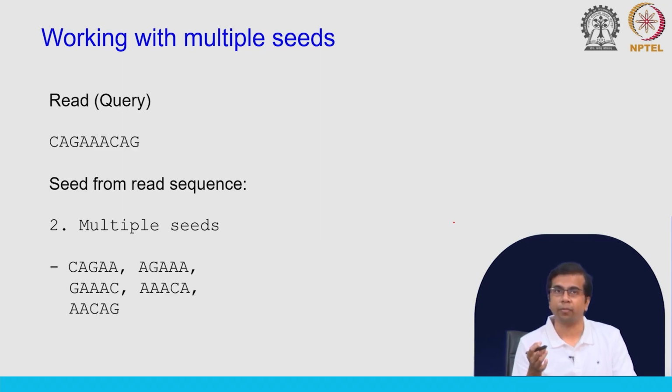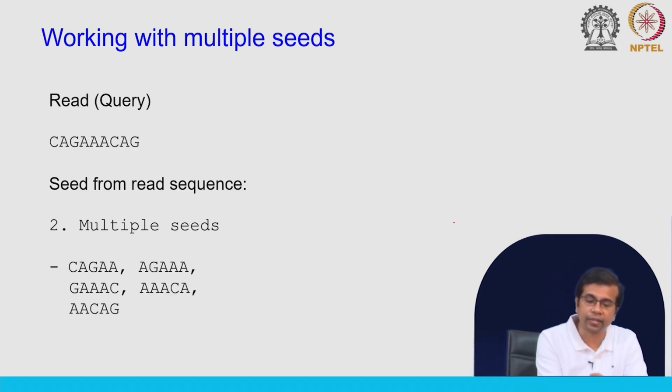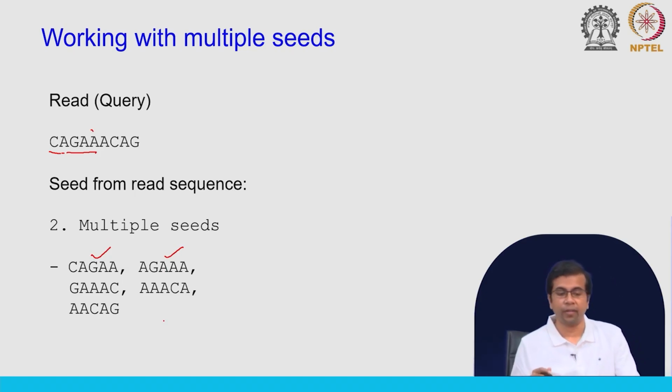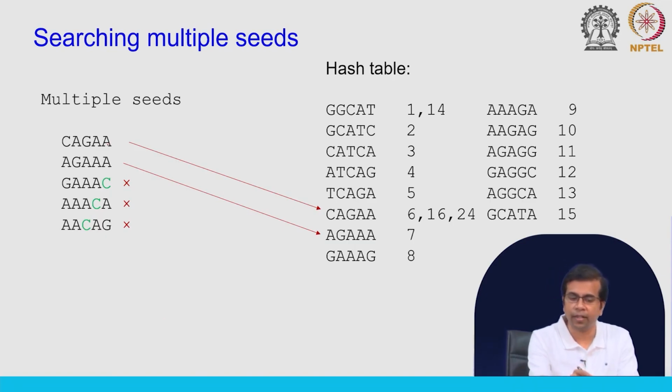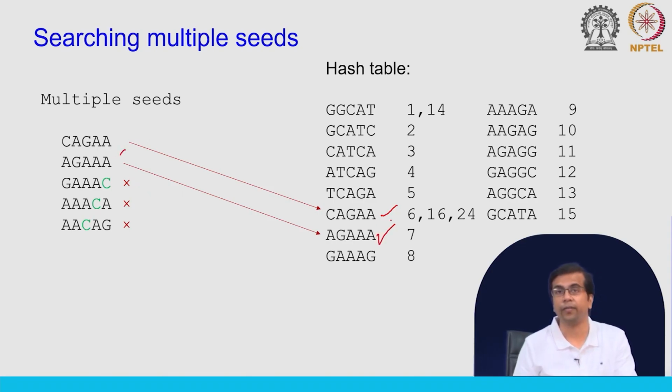What we mean by multiple seeds is that, again, for the same seed length we have this CAGA. We are generating all possible seeds here. We are just sliding this window again and we get these 5 seeds. Now, what we will do is search each of these seeds for their positions in the hash table. Let us do that. What we see is that this seed actually matches with this one here. The second one matches with this one here.